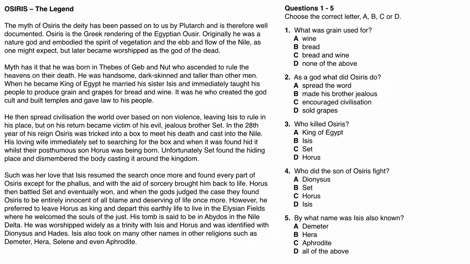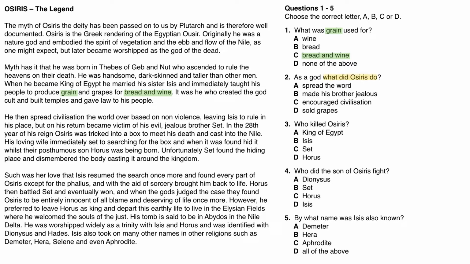So for question number 1, we find the keyword, which is grain. We can find it in the text in the second paragraph. And what was grain used for? It says there for bread and wine. So not just bread, B, or wine, A, but both of them, bread and wine. So the correct answer is C. So it's important that you don't just see, oh, bread, it must be B. Keep reading. You need to read that whole statement.